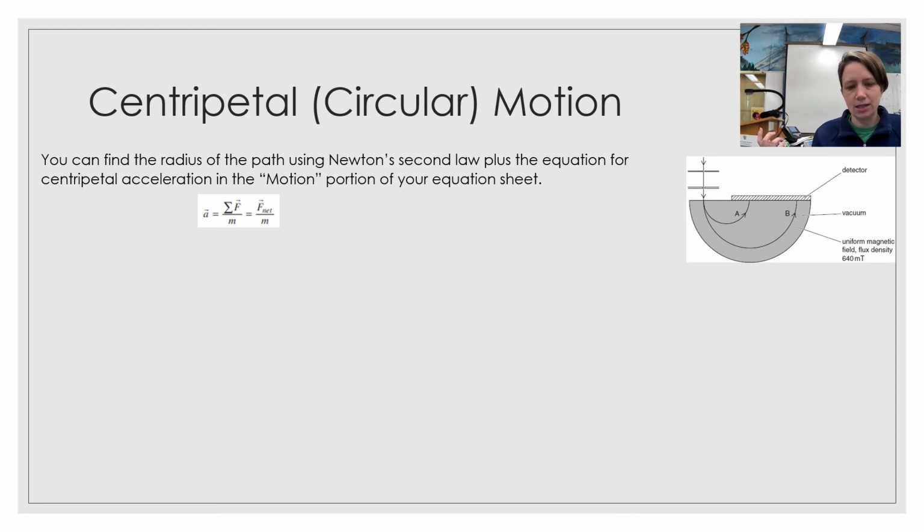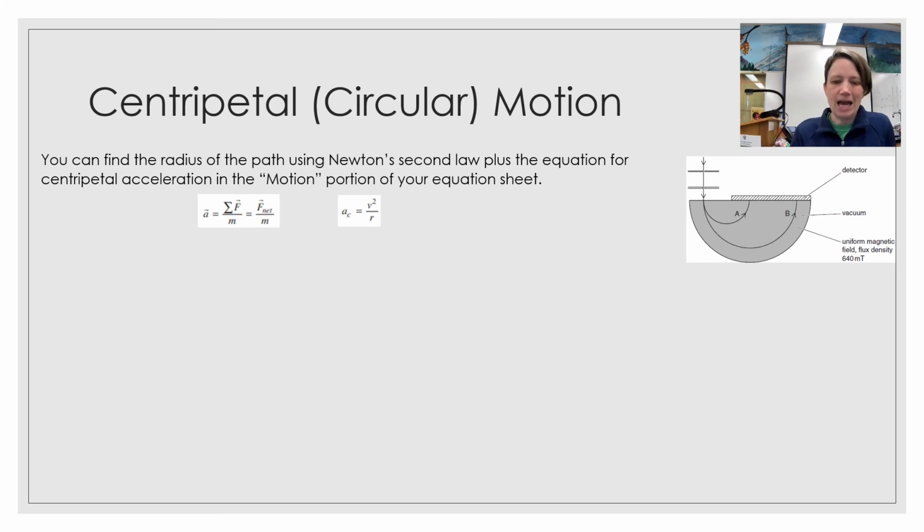We know that any acceleration is equal to sigma F over m. So that's just the definition of acceleration. The new equation on the equation sheet is in the motion portion, and it says a sub c. That stands for centripetal acceleration, and the centripetal acceleration will be equal to the velocity squared of the particle divided by the radius of the path that it carves out.